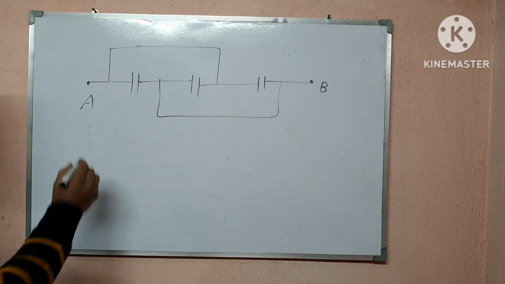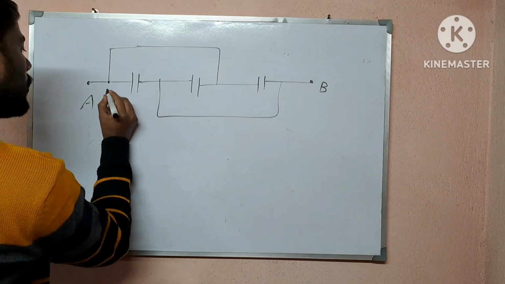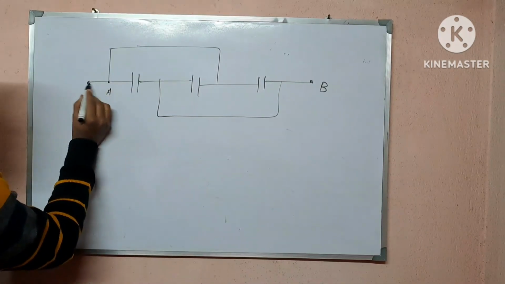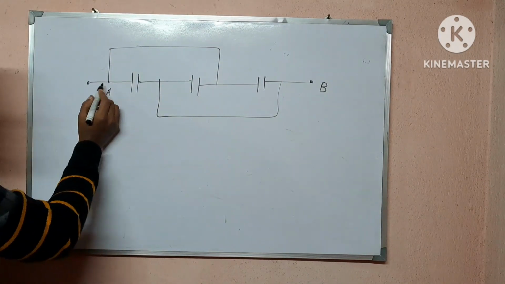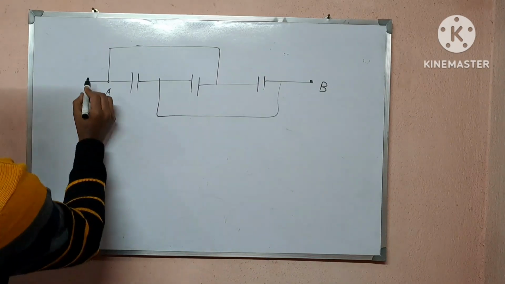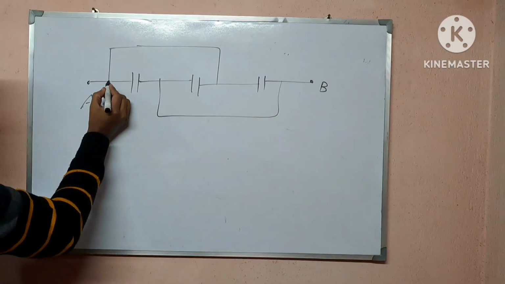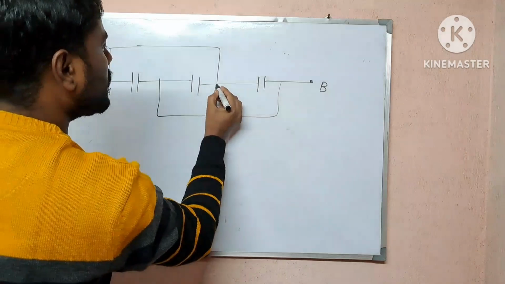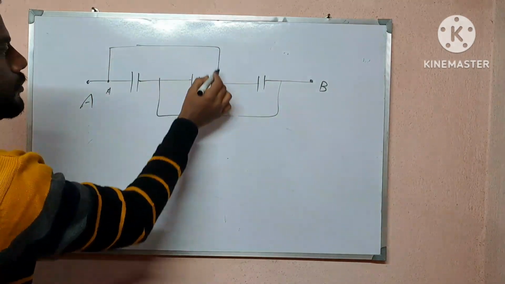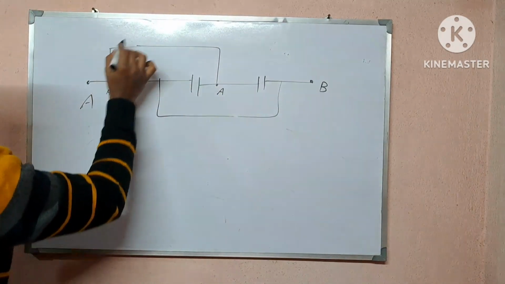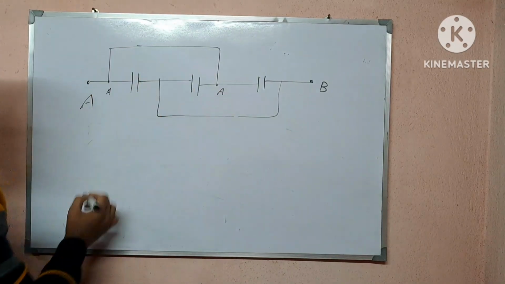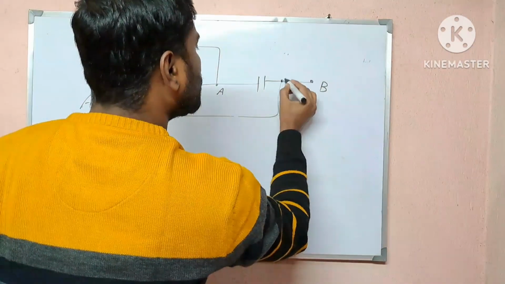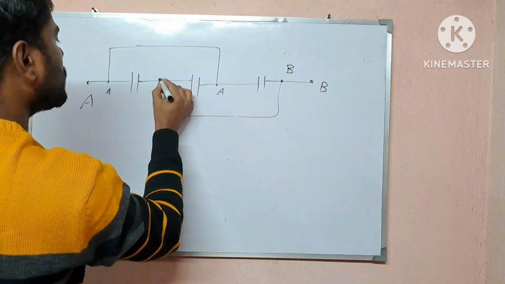What will you do? If this point is A, that will also be A. Why? Because these 2 points are directly connected by a wire. That means these 2 points are shorted. No electrical equipment is there. So if it is A, then that point will also be A. Why? Because these 2 points are directly connected by a wire. No electrical equipment is there. And if it is B, it will also be B. That point will also be B.